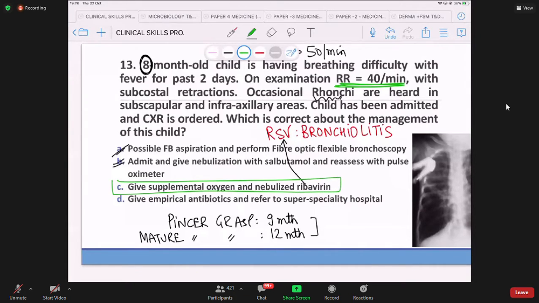This is again a two-step MCQ where first you have to diagnose what is the problem of the kid and then kill the bad guys. Let's move to the next one.